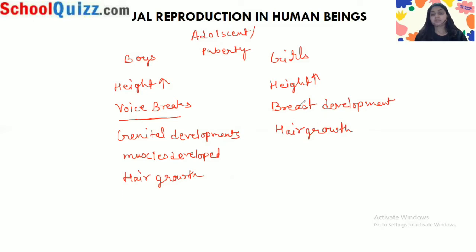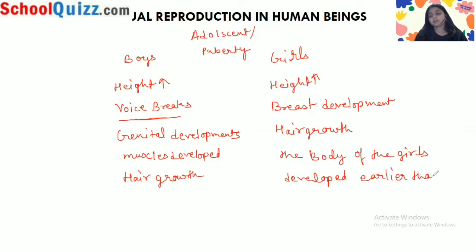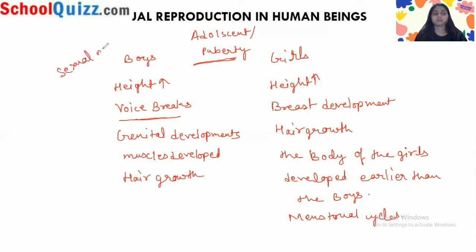The height increases suddenly in girls, and the development in the body of girls happens earlier than in boys, okay. The menstrual cycle comes, okay. So these are the indicators that the body is hitting puberty, and sexual maturity comes in a body, okay.